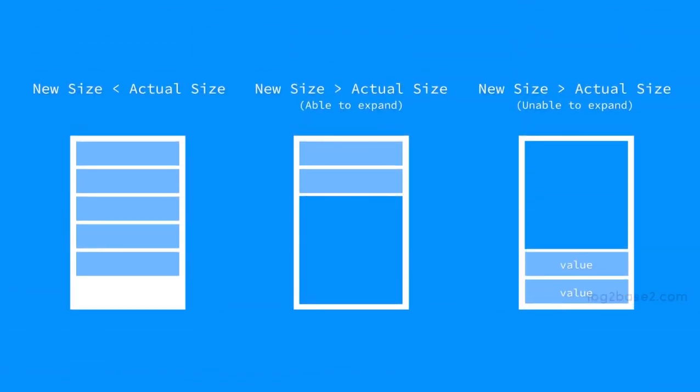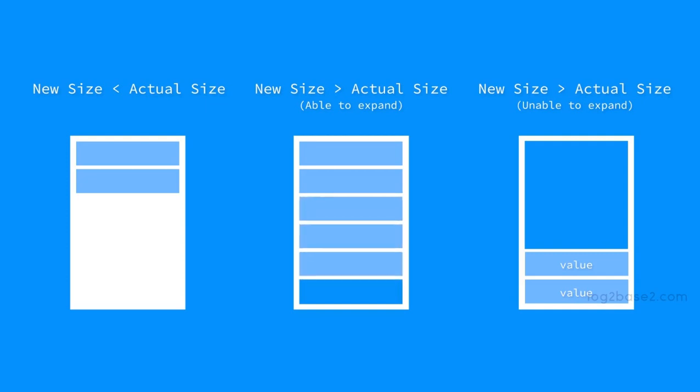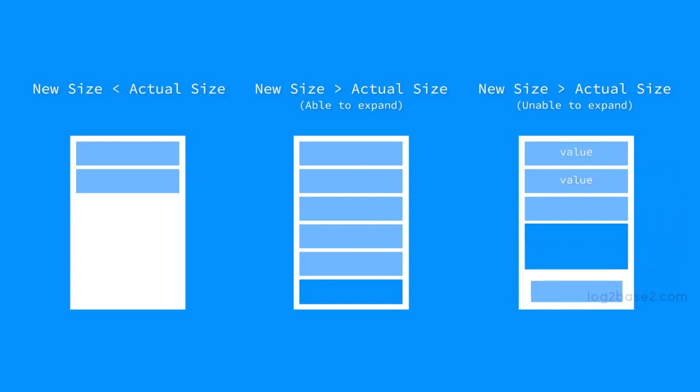Now let us see some cases. If the given size is smaller than the actual size, it will simply deallocate the memory not needed. If the given size is larger than the actual memory, it will check whether it can expand the already available memory. If it is possible, it will simply resize the memory. Otherwise, Realloc will create a new block of memory with the new size and copy the old data to the newly allocated block and then deallocate the old memory block.